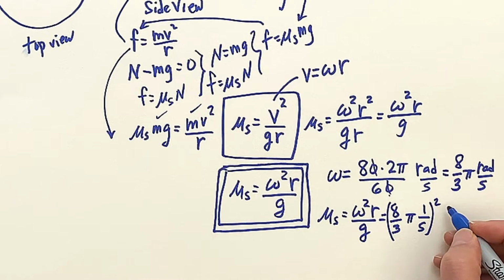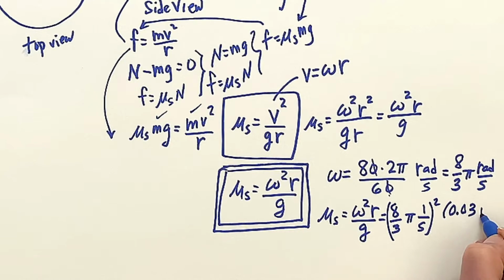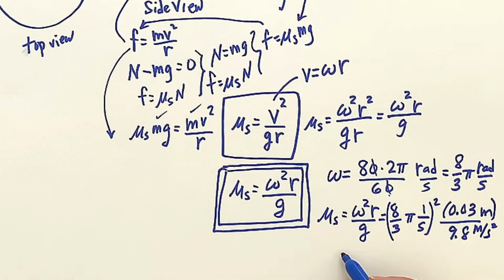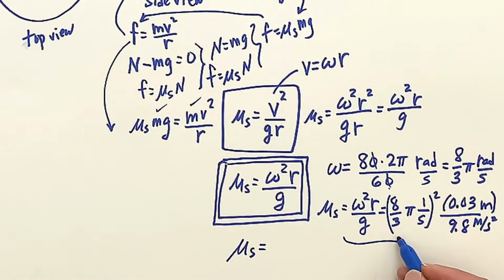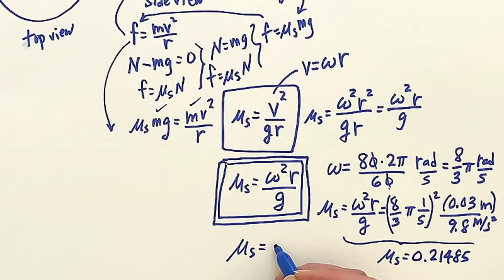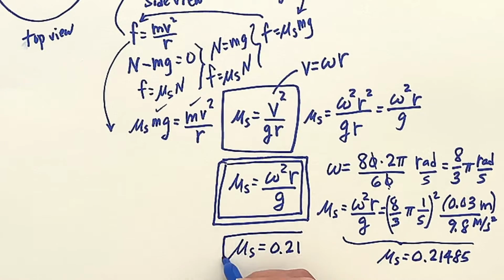And then I have r over g, which is 3 centimeters, 0.03 meters, over 9.8 meters per second squared. And when you work all that out, if you work this numerical part out, we're going to get mu s is 0.21485, and then we want to get significant figures right. There we go. So this is the answer to part 1.